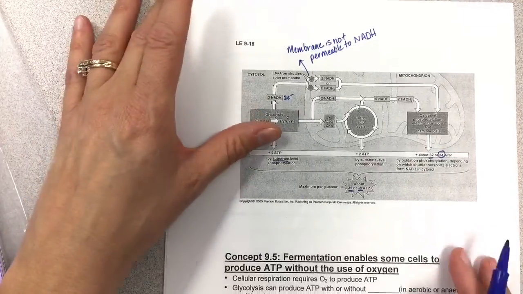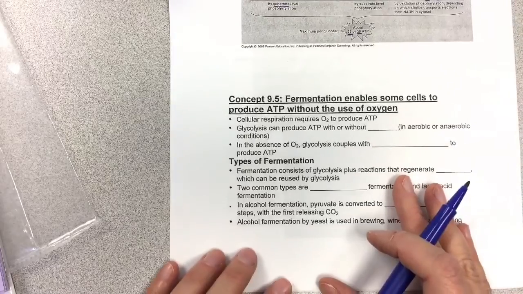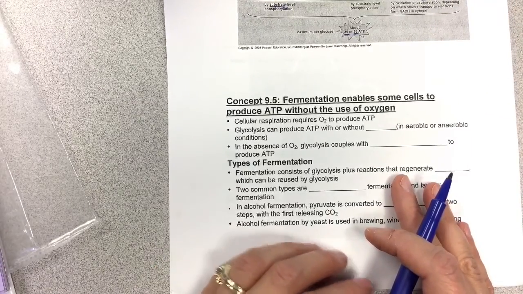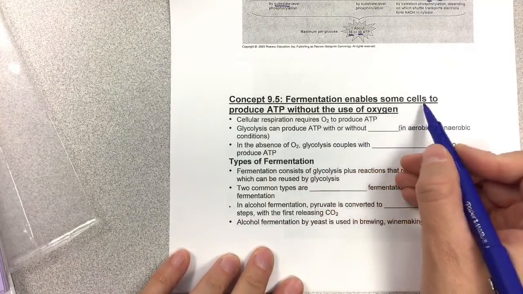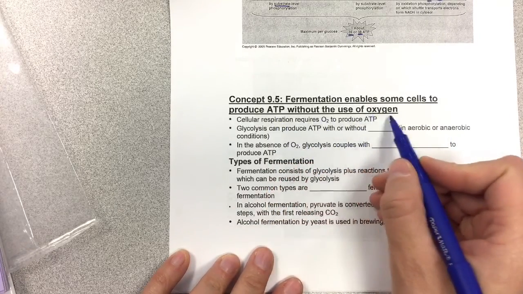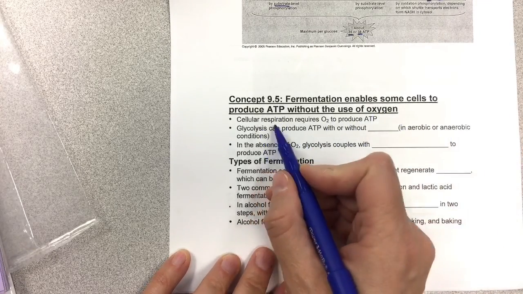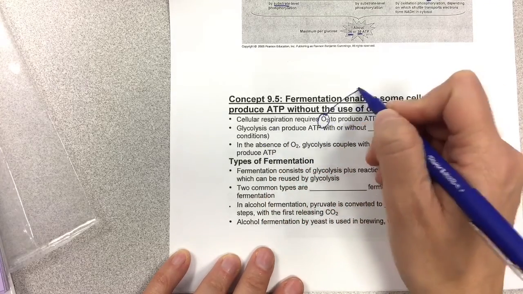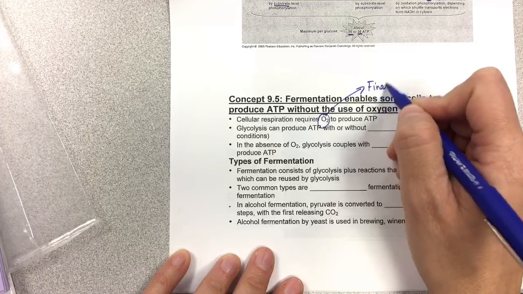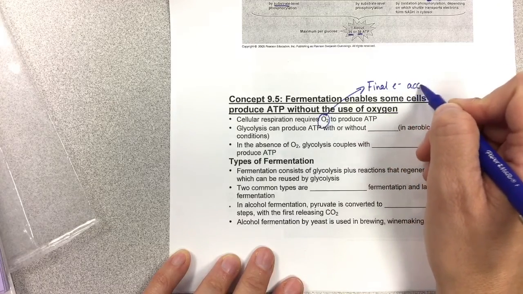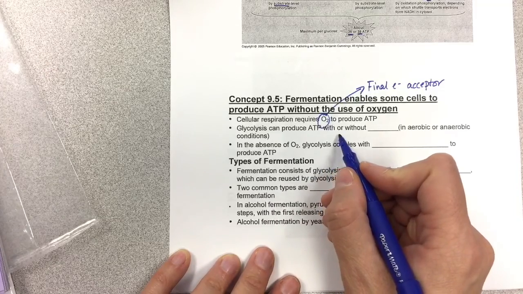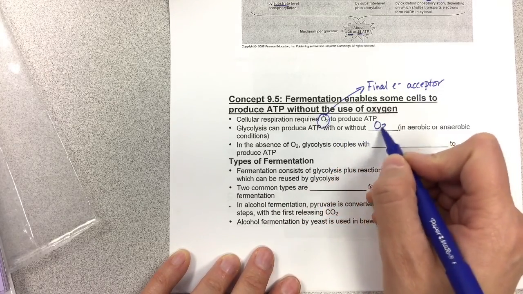Okay? All right, and so the last thing that we're going to look at is what happens when there's no oxygen present. Fermentation enables some cells to produce ATP without the use of oxygen. So we know that cellular respiration requires oxygen to produce ATP. Why? Oxygen is the final electron acceptor, right? Glycolysis can produce ATP with or without oxygen.